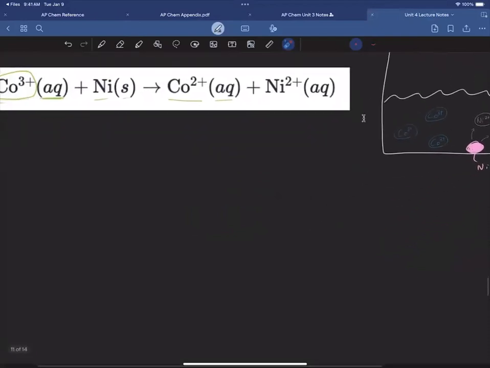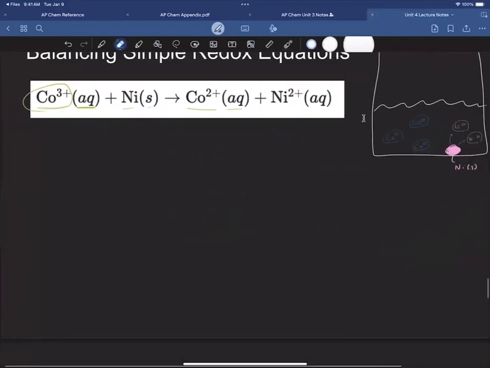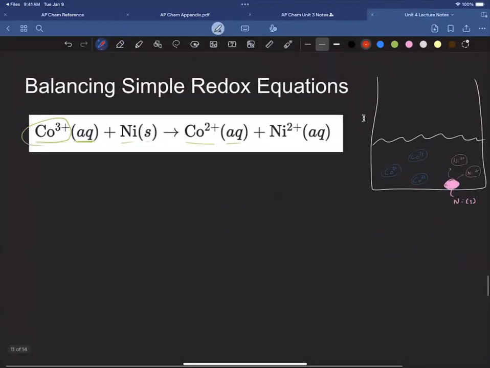And we know this is a redox equation because we can look at the oxidation numbers and see how they change here. Cobalt would be 3+, nickel would be 0, cobalt 2+ is 2+, nickel 2+ is 2+. This one's pretty simple.